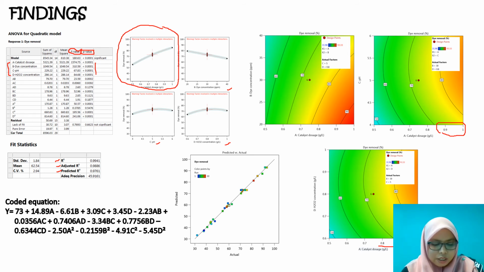At high catalyst dosage, the number of active catalyst sites increases, which are responsible for the decomposition of H2O2 into hydroxyl radicals. In this study, the optimum conditions for the regression model were found to be a pH of 5.42, a catalyst dosage of 0.988 gram per liter, and an initial dye concentration of 20.8 milligram per liter, which subsequently resulted in 94.97% AO2 removal.